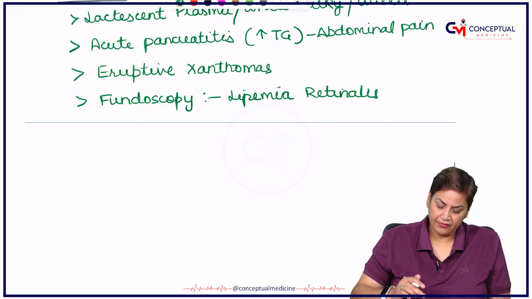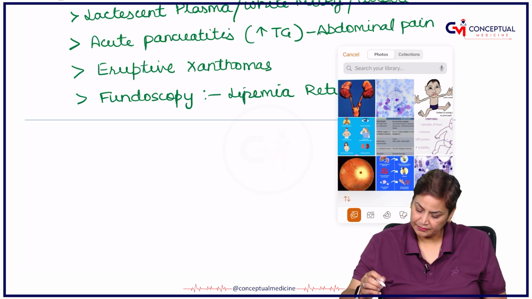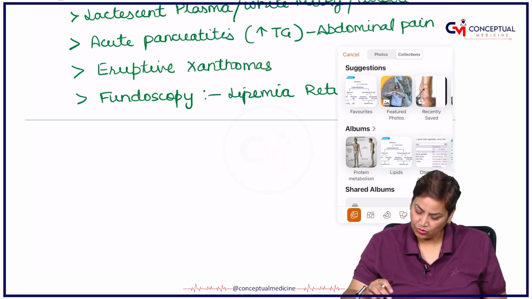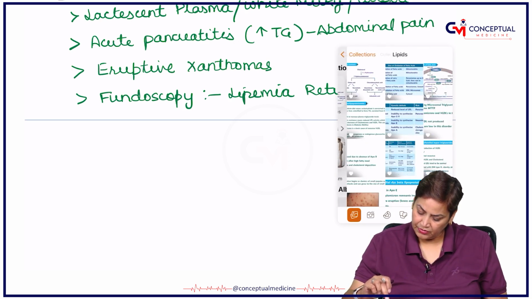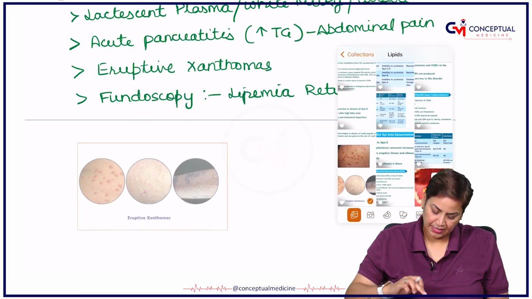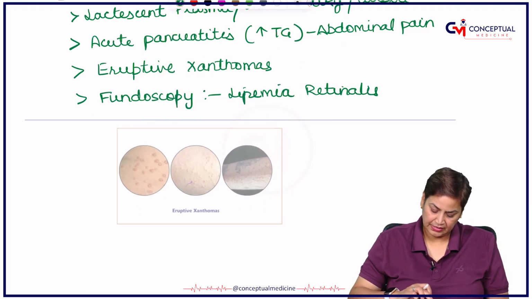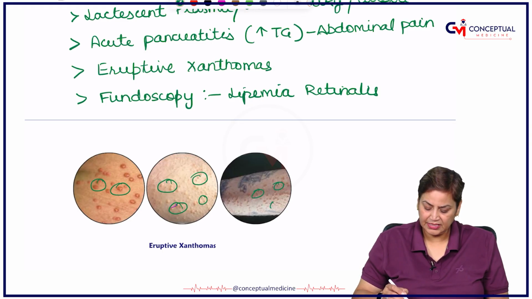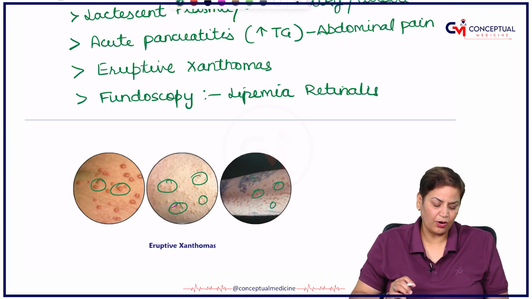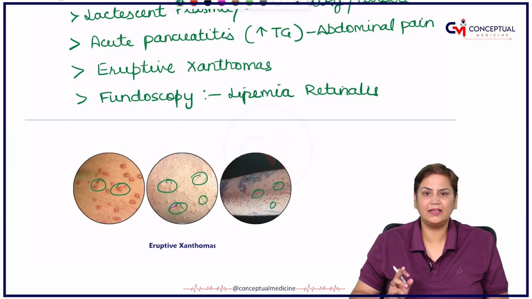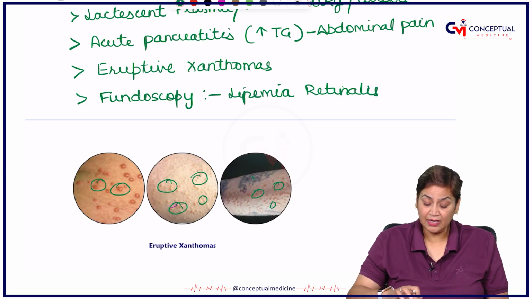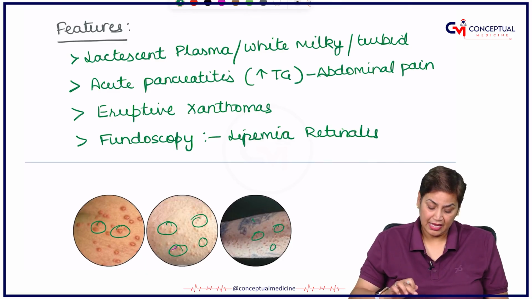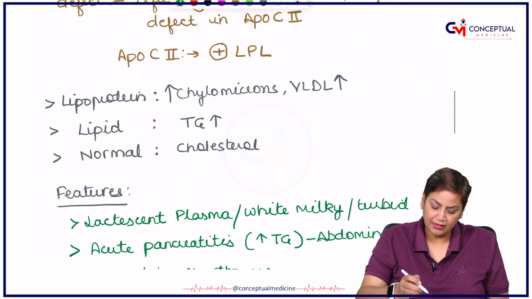Right. And if I show you the picture of the xanthomas, these are eruptive xanthomas. You can see that the eruptions are there. So this is a characteristic feature of hypertriglyceridemia, or we can call it hyperchylomicronemia. And if you see, there is a difference.